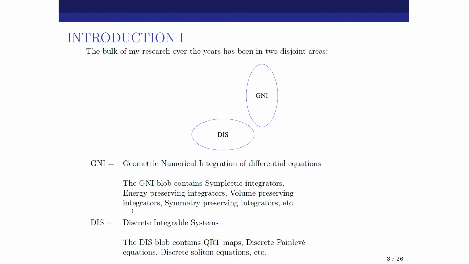So over the years, I worked in each of those areas, but they were completely disjoint. So the collaborators I had in discrete integrable systems were different from collaborators in geometric numerical integration. And so I was sort of a little bit schizophrenic, you might say.